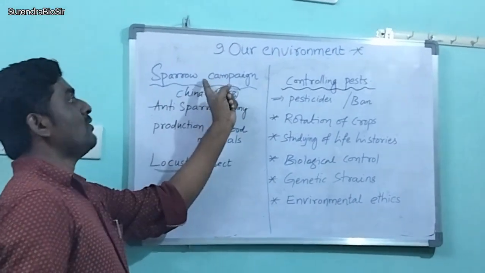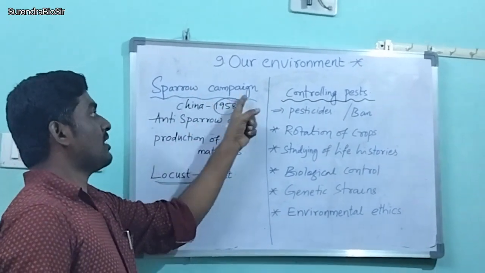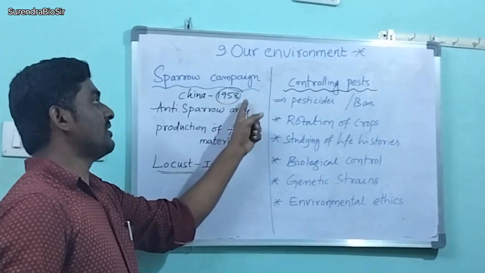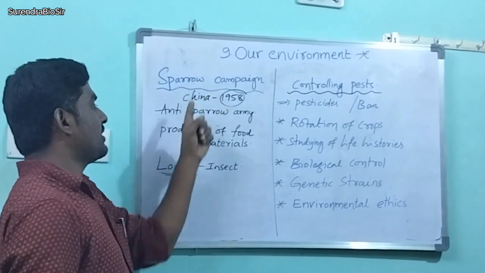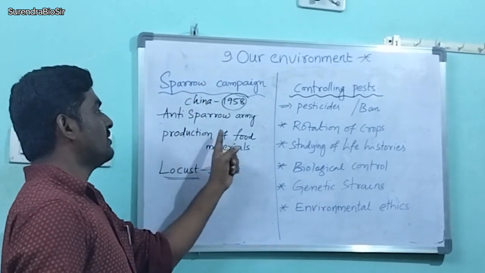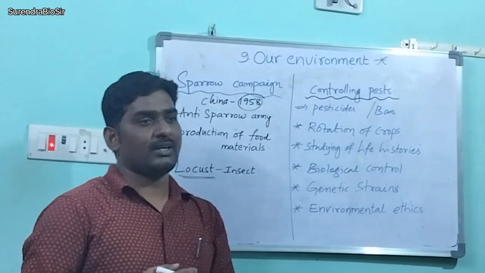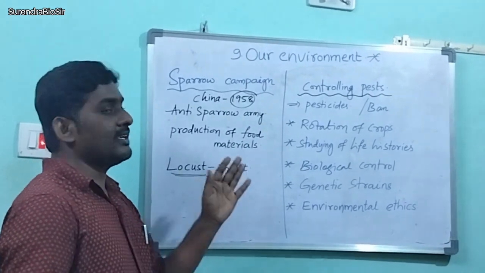So the next topic is the Sparrow Campaign. This Sparrow Campaign was started in China in the year 1958. What was their belief? Only because of sparrows they were getting less production of food materials. Cereals and crops were going to get damaged, and they were getting less food production, they thought.